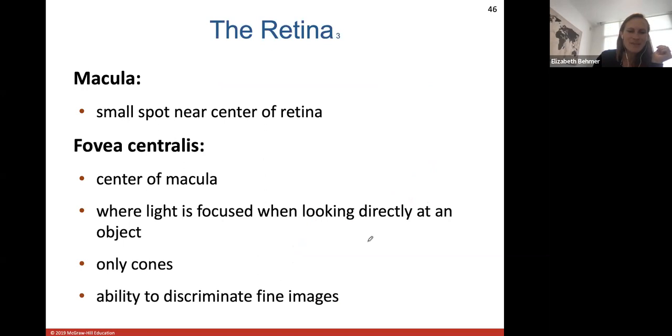A little bit more about the retina. The macula is a small spot near the center of the retina. The fovea centralis is the center of the macula where light is focused when looking directly at an object. And the fovea centralis is where there are only cones, so it's the ability to discriminate very fine images.